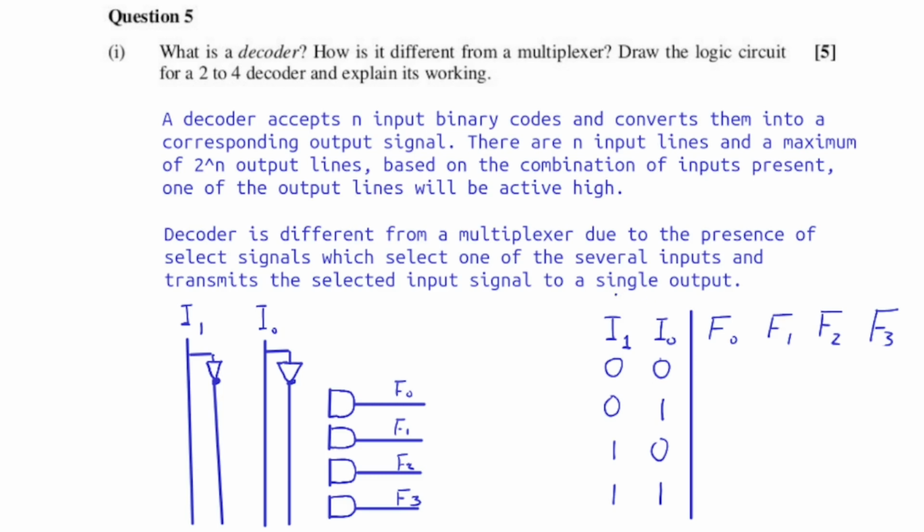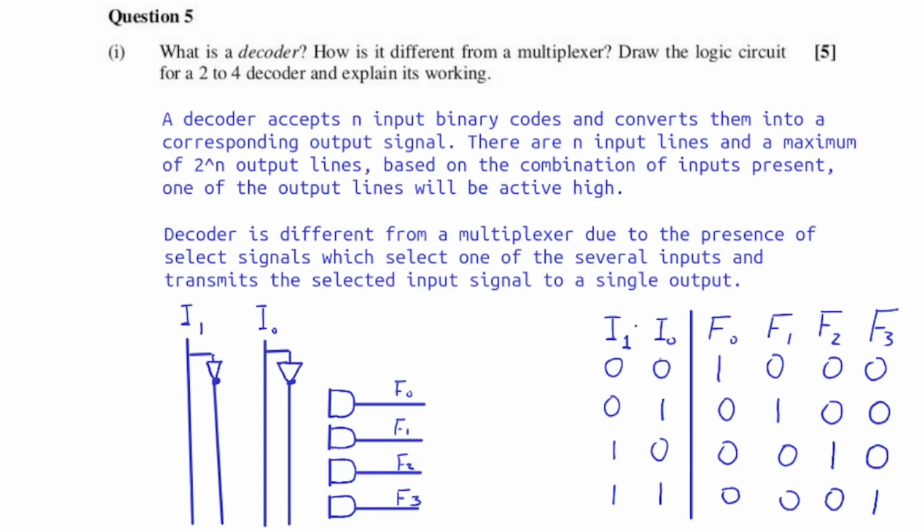Now what we are trying to do is that when we are getting a 0, 0 as input, we want F0 to be high and the remaining to be 0. When we are getting 0, 1, please understand 0, 1 is 1 in decimal, then we want F1 to be high and the other 3 outputs to be 0. Similarly, when we are getting 1, 0, that is 2 in decimal, we want the line 2 to be 1 and the remaining to be 0. And in the same way for 1, 1, that is 3, we want the line corresponding to 3 to be high and others to be 0. So this is what we are trying to achieve.